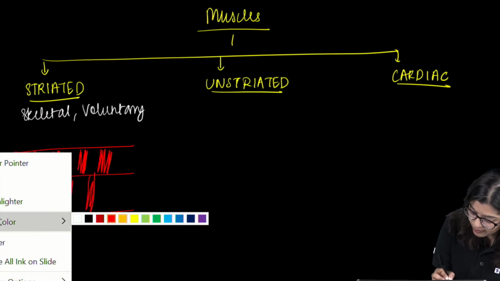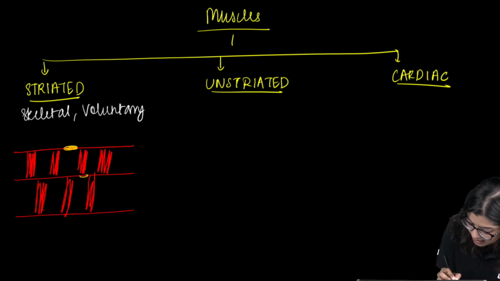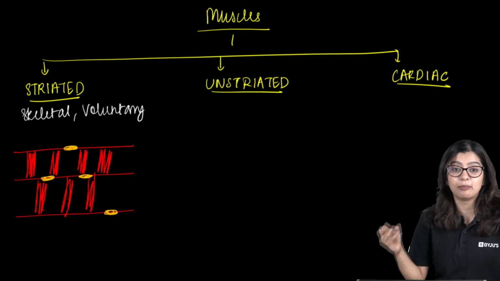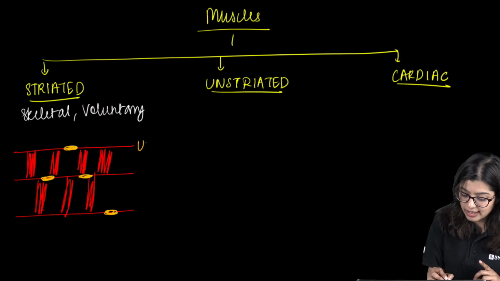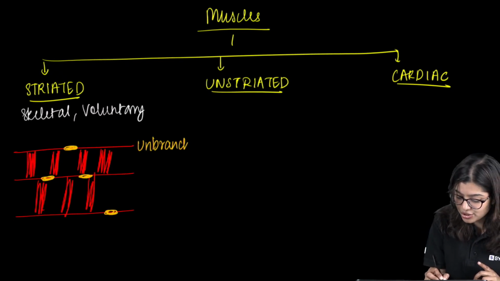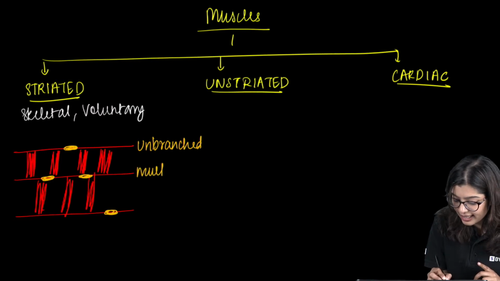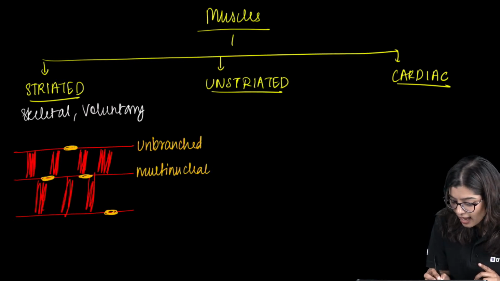Now along with this, what do we see? We see that they are multinucleated. They are many in number and they are unbranched, right? So what are the keywords? They are unbranched, they are multinucleated, and they have striations in them.